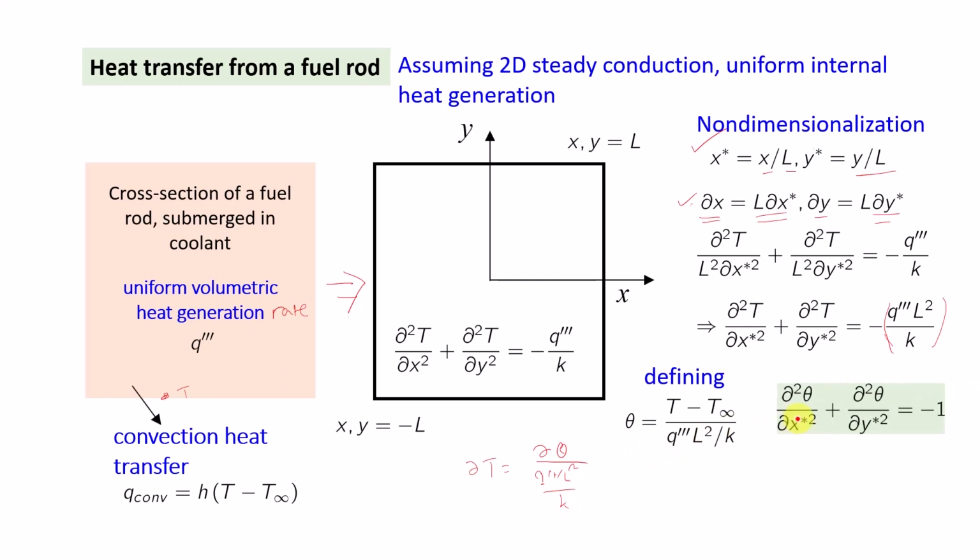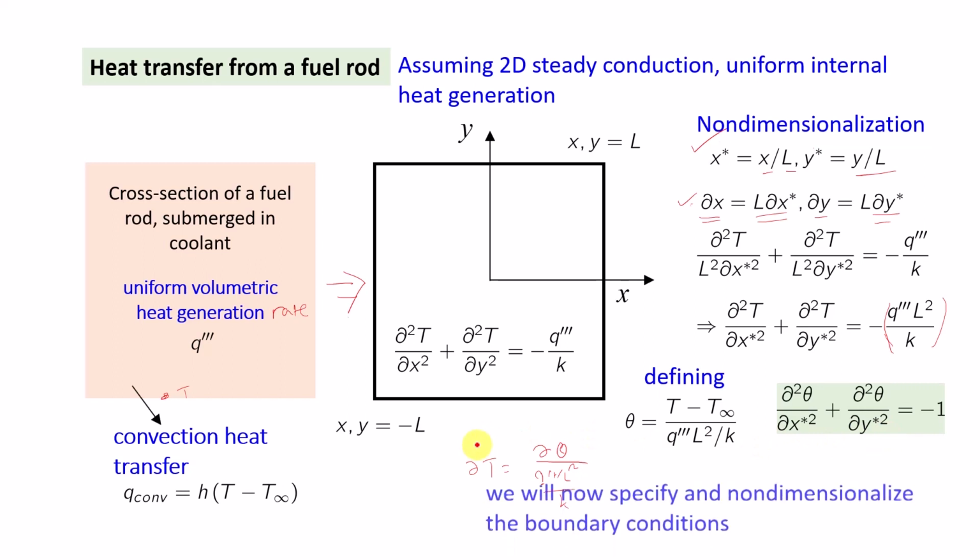So with such a definition of theta, we have our dimensionless equation: del 2 theta del x star 2 plus del 2 theta del y star 2 equals -1. It looks much better now. We have removed this q triple prime by k. In fact, we have consumed it within our new definition of temperature. So now on the right-hand side, I only have -1.